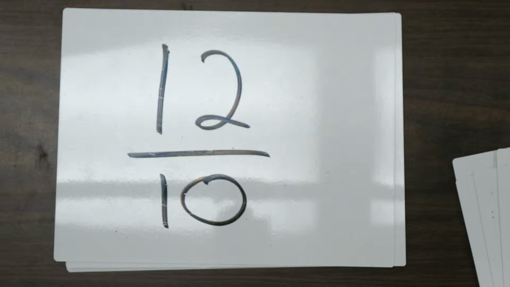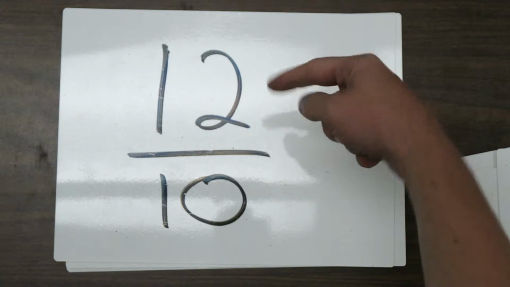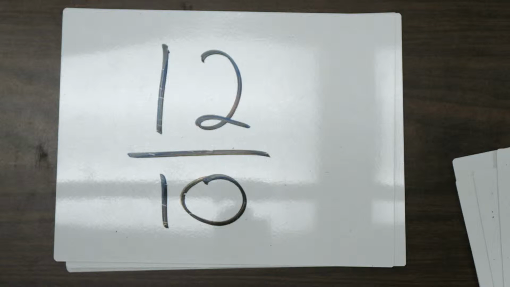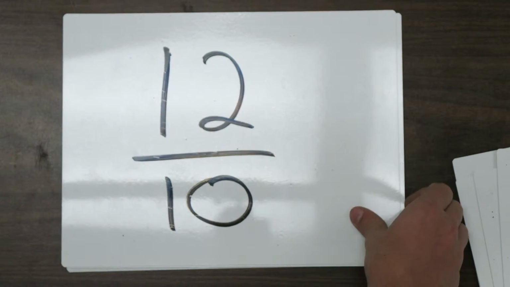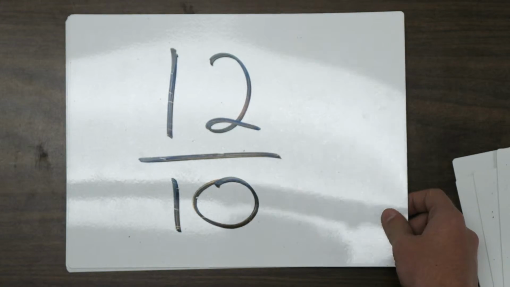Well, what about an improper fraction? Can I simplify an improper fraction? Of course I can. Now, here's what an improper fraction is. An improper fraction is when the numerator, the number on top, is bigger than the denominator, the number on bottom. So we're going to use a little different process for simplifying these fractions, but it's still pretty easy to do. So here's my improper fraction, 12/10, and I need to simplify it.